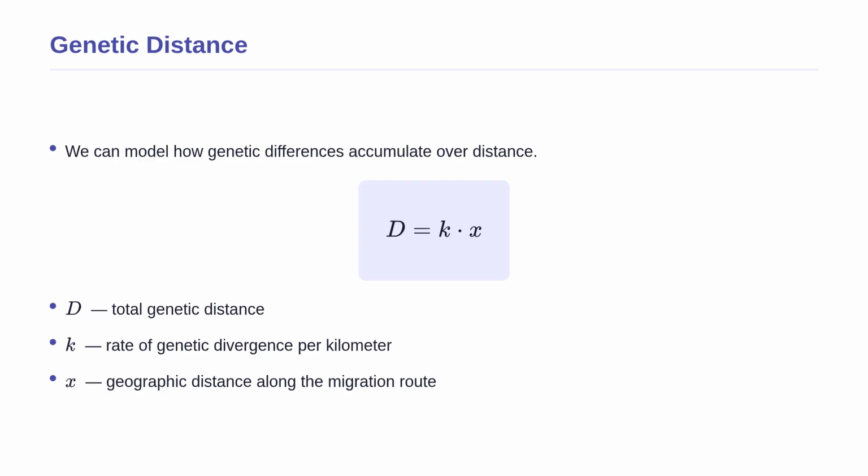In plain English, this formula tells us that the genetic difference between populations grows steadily as they move further apart geographically. If the geographic distance increases, the genetic distance also increases, meaning the populations become less alike.